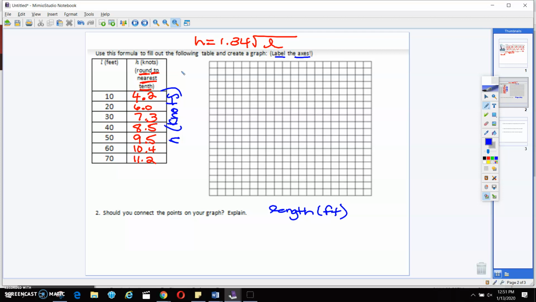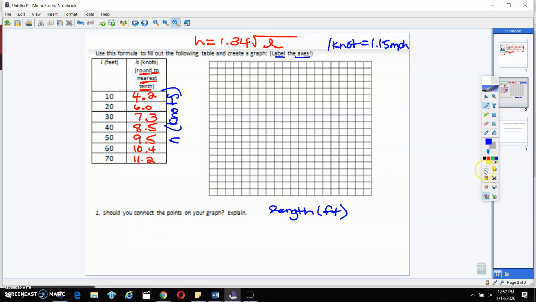Okay, so knots are actually how you calculate speed for boats. You know how we drive and we say miles per hour. Knots are basically the equivalent of that. And actually one knot equals 1.15 miles per hour. If you didn't know that, it's cool knowing. It was a Jeopardy question a couple months back.